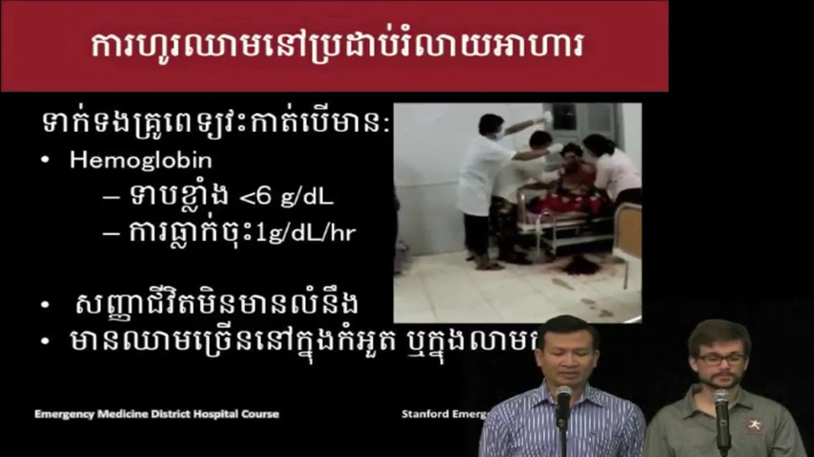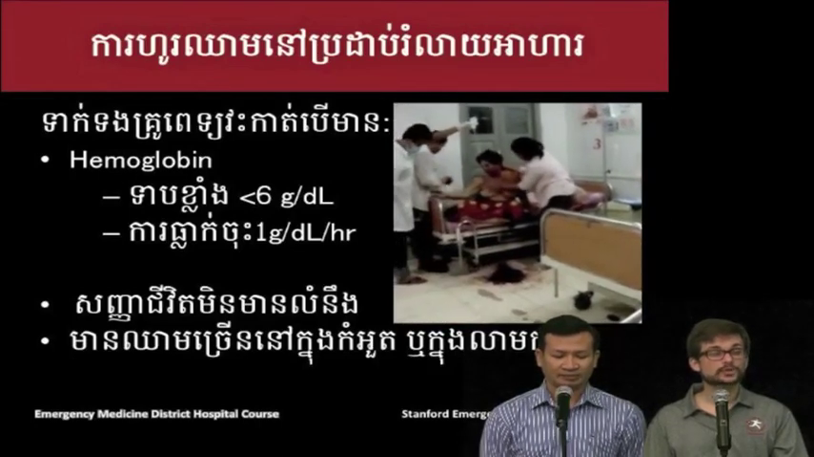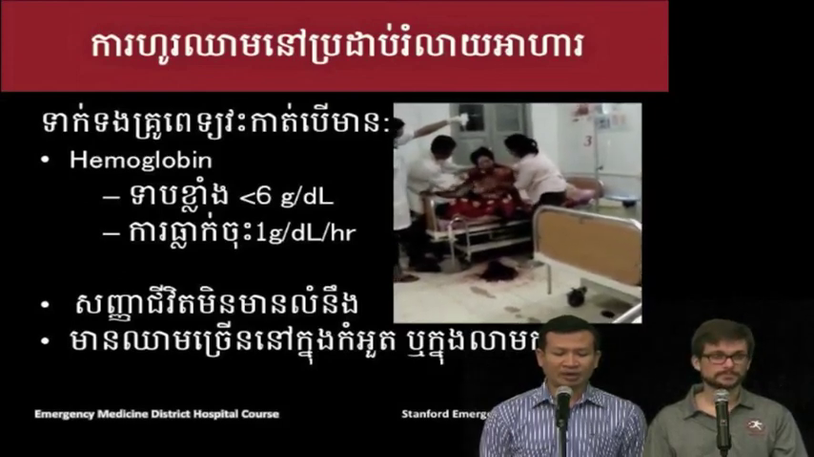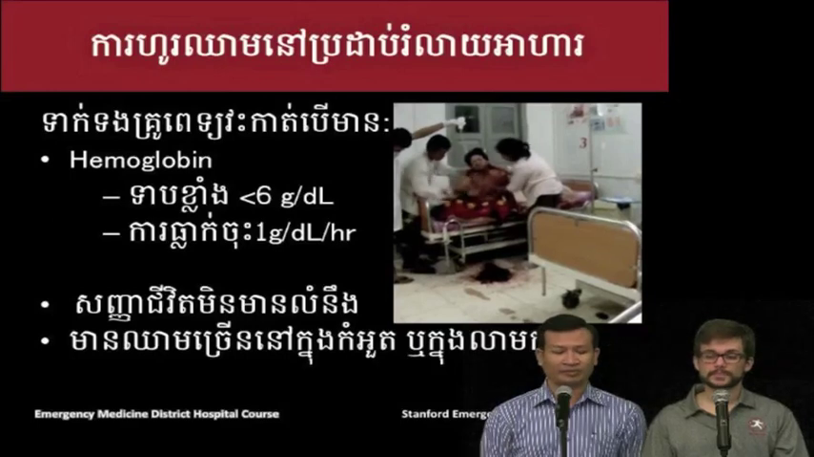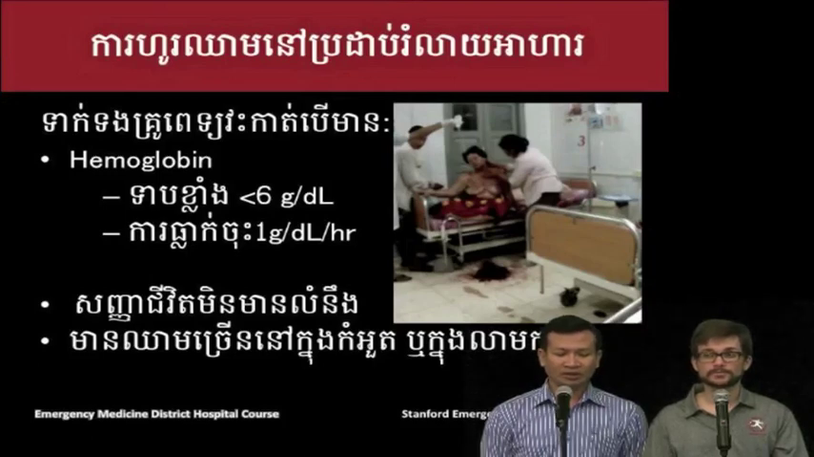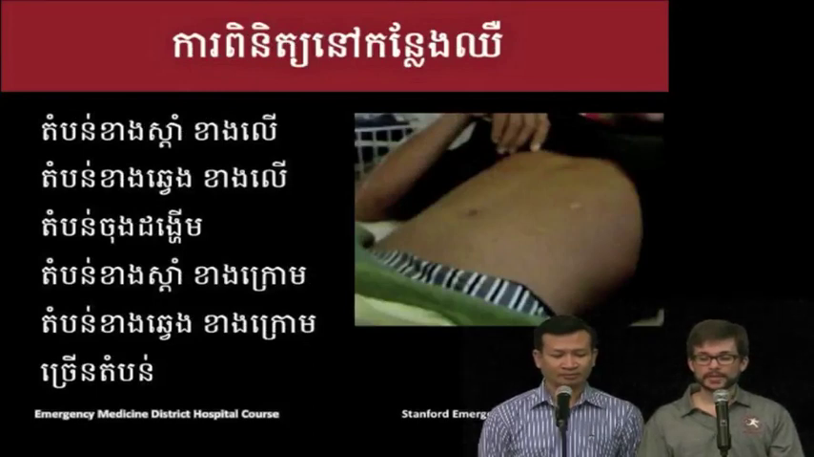If the concentration is falling by more than 1 gram per deciliter per hour, if the patient has unstable vital signs, or if, as in this patient in the video, the patient has copious blood in the vomit or the stool. Now let's talk about the workup by site of the pain.